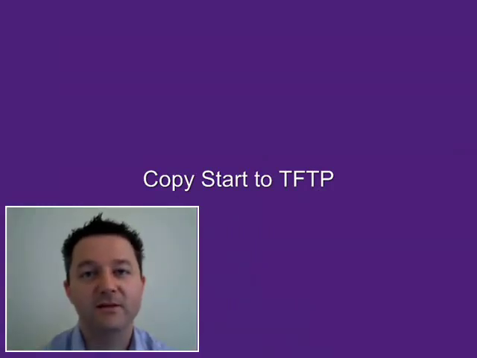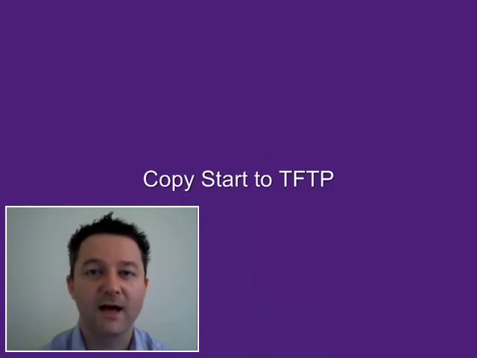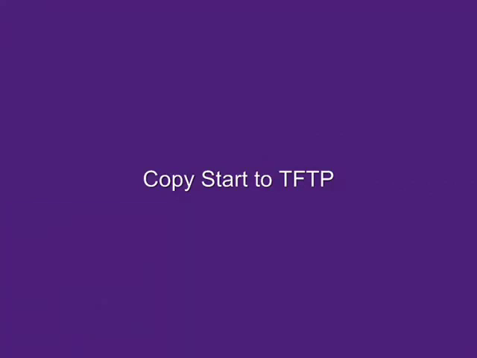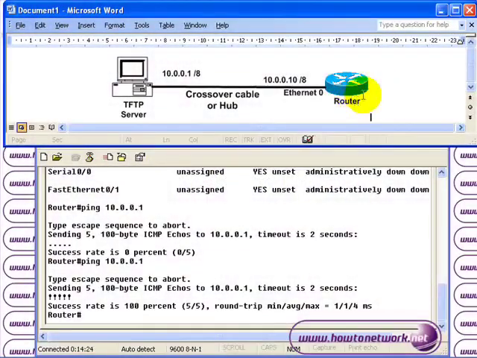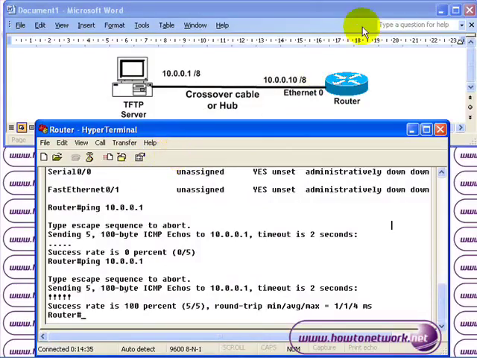In this lab, you're going to learn how to keep a copy of the startup config of the router locally on the network in case of an emergency. For this lab, we have a router connected with an Ethernet connection to a TFTP server. We explain how to do all of that in the iOS upgrade lab.